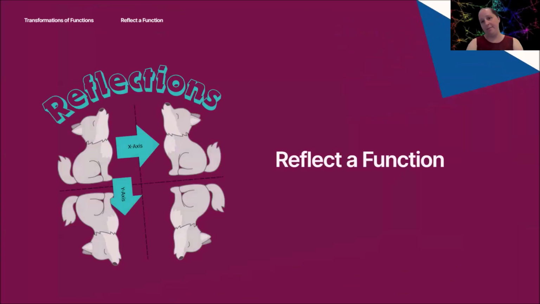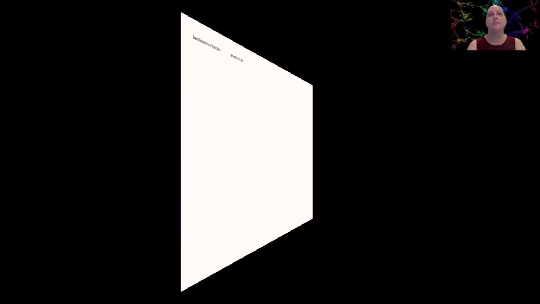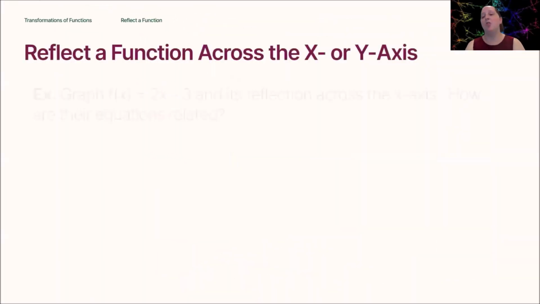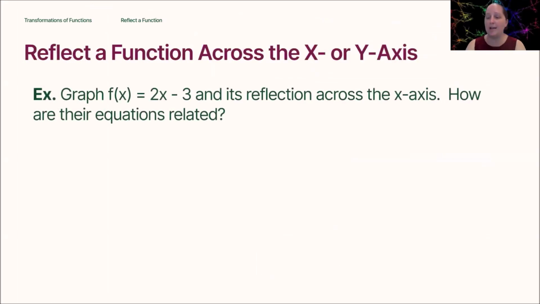Okay, reflecting a function. You can have reflections across the x or the y axis, or you can have them across a specific point. So I want to graph f of x equals 2x minus 3 and its reflection across the x-axis.